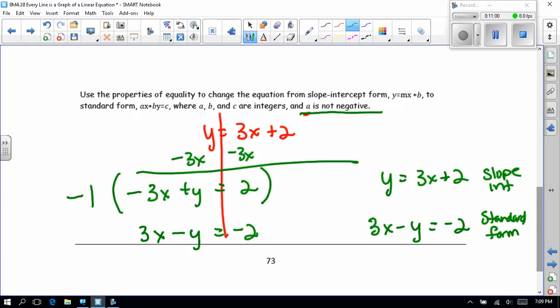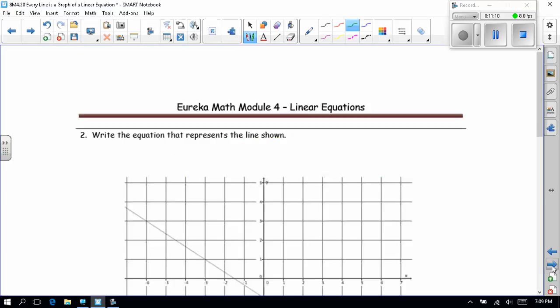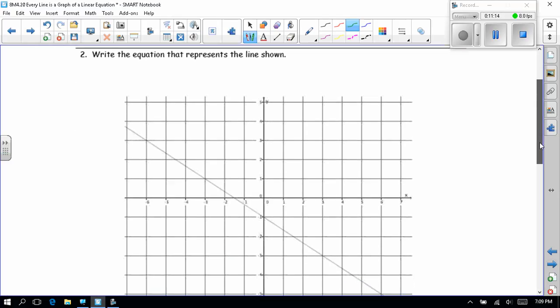I know using the property of equality and changing it into standard form is still confusing. It'll get a little bit more comfortable. Let's move on to the next page and work on that problem. Write the equation that represents the line that's shown.